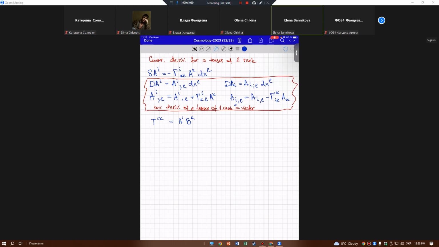And now we will apply the operation of delta. So the delta which we apply to T^ik equals delta of A^i B^k. Due to the Leibniz rule, we have the following: A^i delta B^k plus B^k delta A^i.